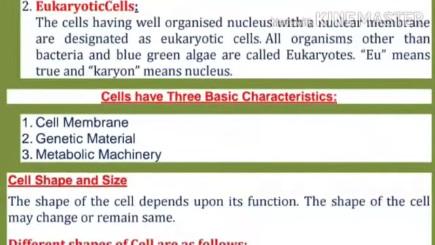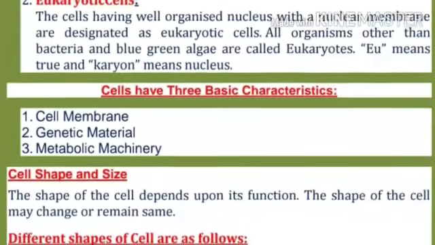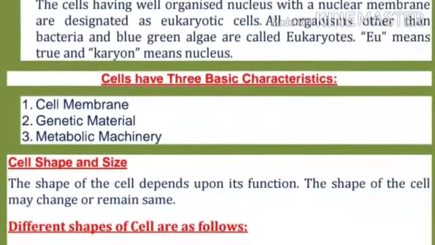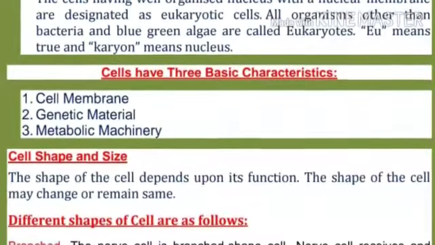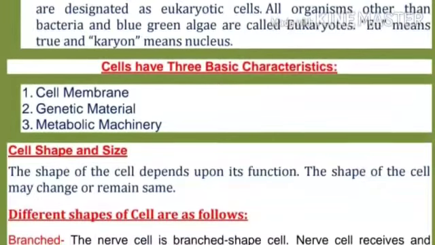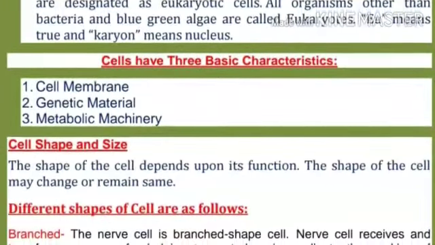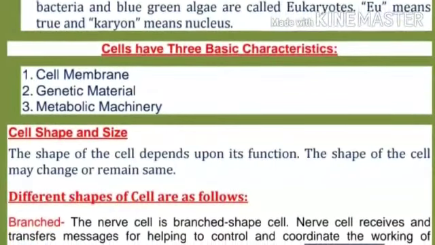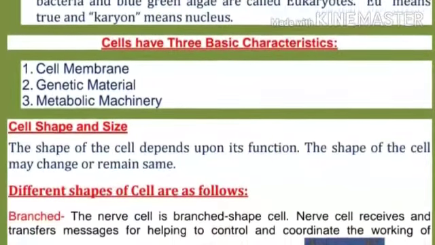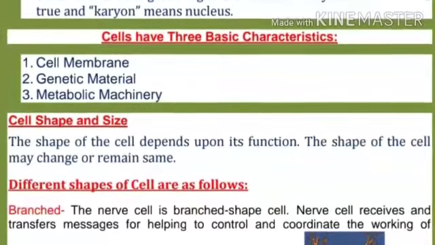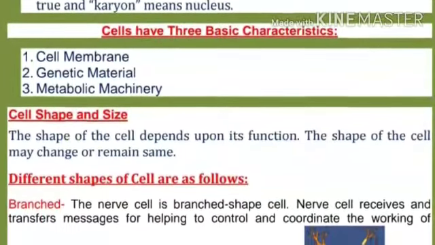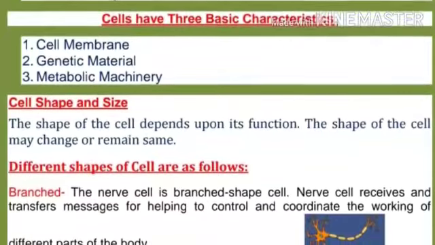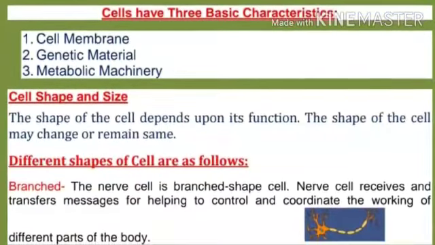Cell shape and size. The shape of the cell depends upon its function. The shape of the cell may change or remain the same. Different shapes of cells are as follows: branched cell. The nerve cell is a branched-shaped cell. Nerve cell receives and transfers messages for helping to control and coordinate the working of different parts of the body, just like the figure of nerve cell given on the side.